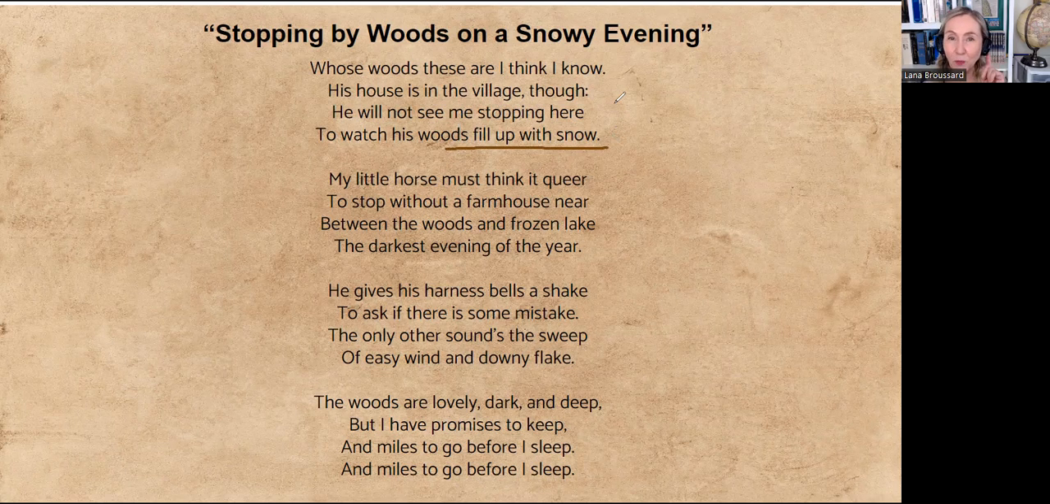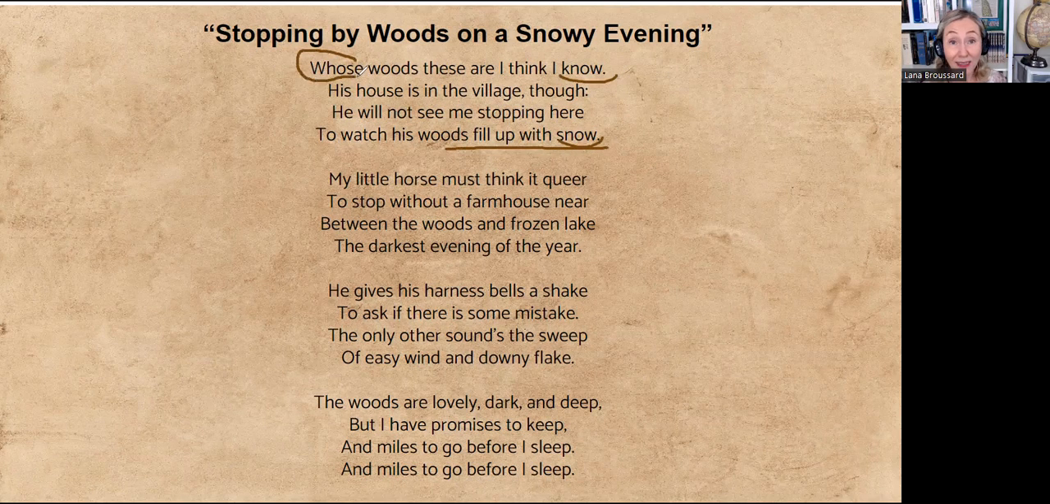Okay, those sounds have a wonderful kind of musical quality, and we will talk about the beat of a poem later on. There are some rhymes, but we are looking at the meaning. Why is he there?